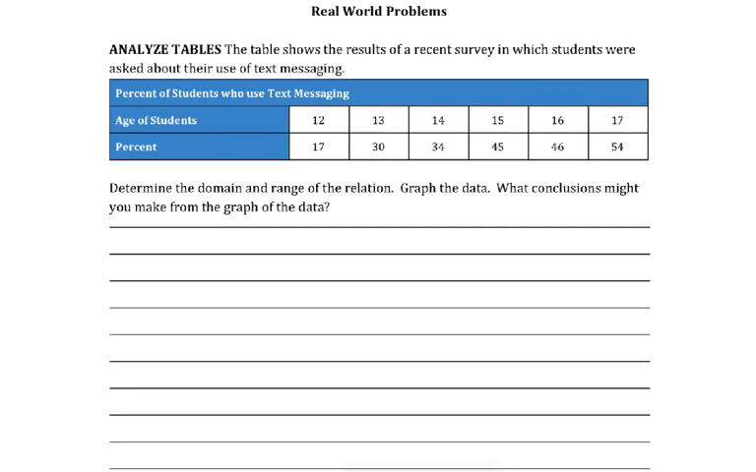So in this relations chapter, one of the things to look at is going to be, like, what are the relationships between two different things? So analyze tables. The table shows the results of a recent survey in which students were asked about their use of text messaging. The X would be the age of students. The Y would be the percent of students that actually text. Determine the domain and the range.